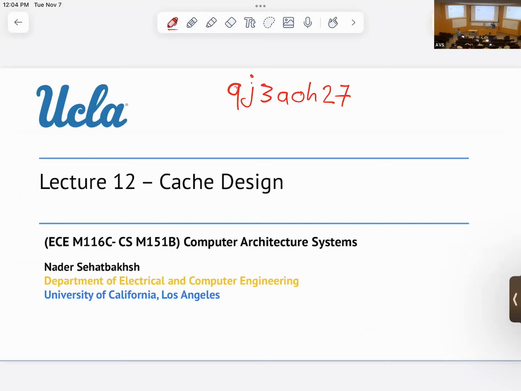Here's the code. Take a screenshot, guys. Okay, good, yeah. It's QJ3AOH27. All right.